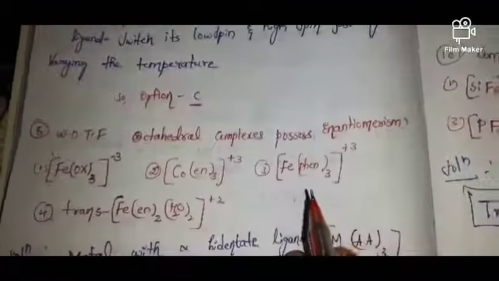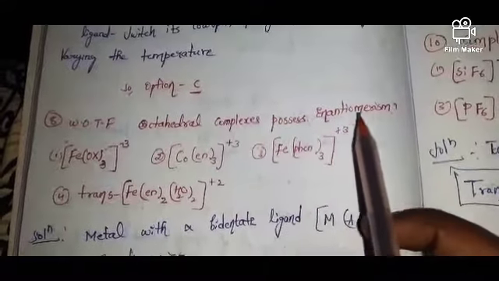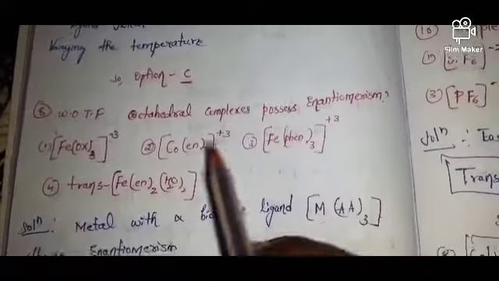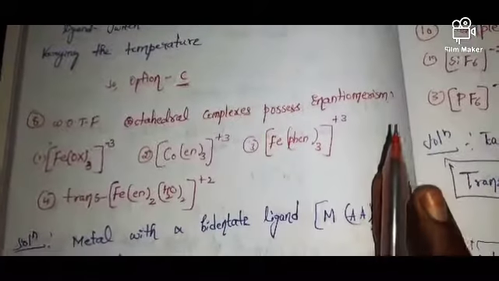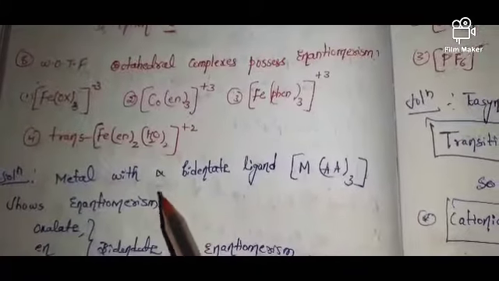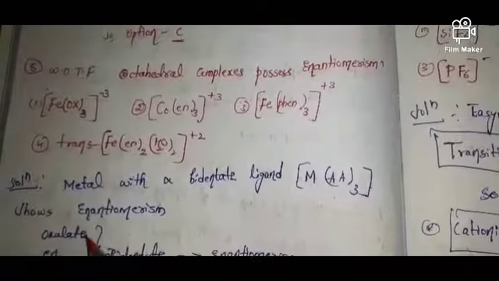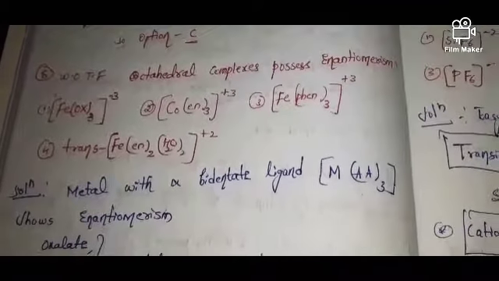Next, which of the following octahedral complexes possess enantiomerism? These are the four options given. Before starting, we should know these minimum basic things, friends. A metal with a bidentate ligand shows enantiomerism. This is the most important key point to solve this.